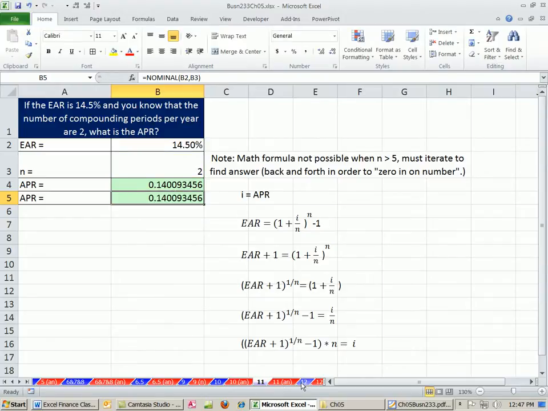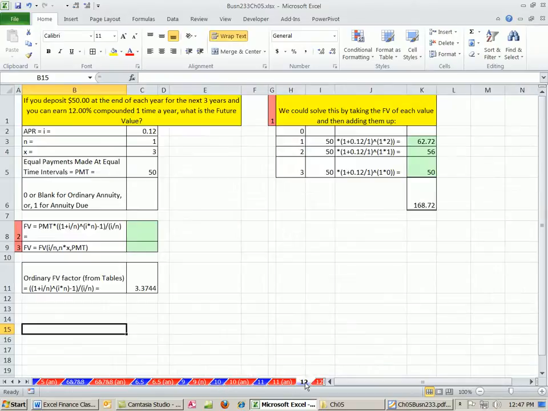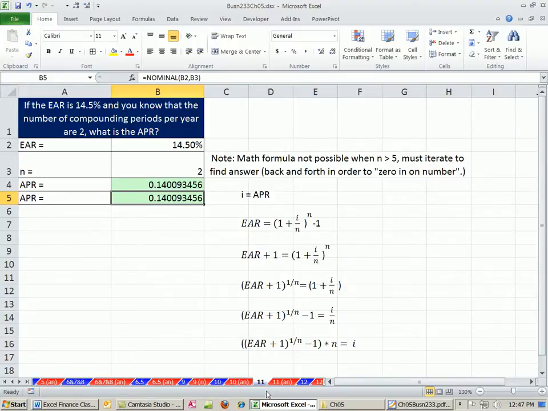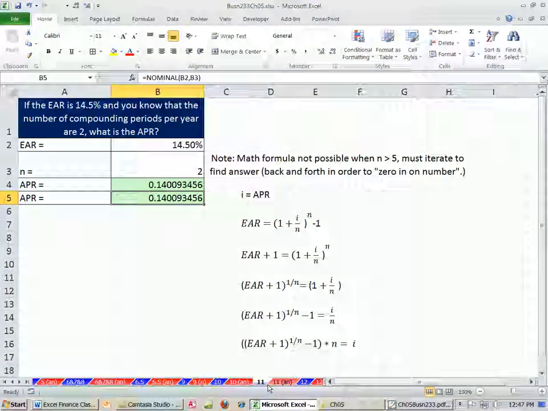All right, that is a bunch of cool things about interest rates. When we come back in our next video, we will start talking about annuities, cash flow streams that are of equal amount, and the distance between each payment is equal in time. All right, we'll see you next video.